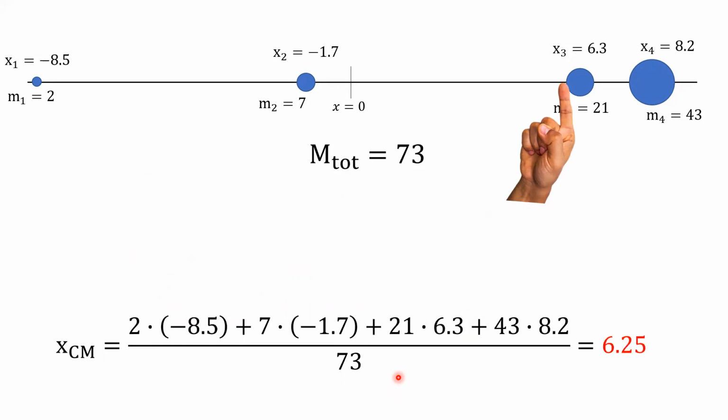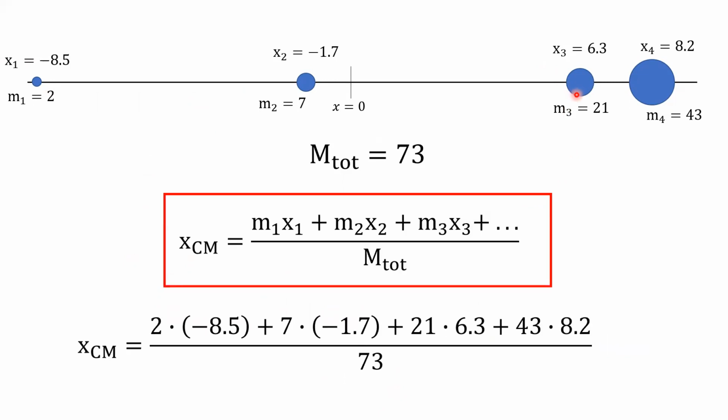And that comes out to 6 1/4, which kind of makes sense. If I look at the x-axis here, that would be just to the left of this mass, and that seems reasonable. My intuition tells me that the balance point should be at about that place. Okay.